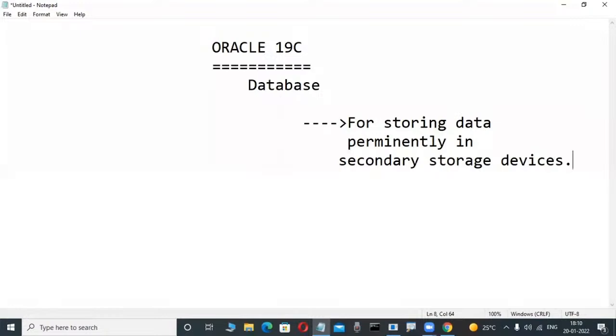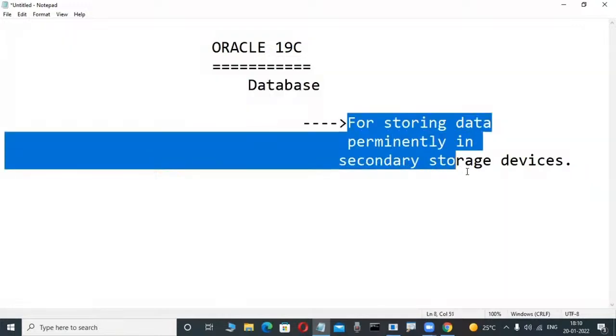You are using it. That's why Oracle is a product from Oracle Corporation. Some version number is there. This is a database product, one of the popular databases. But what is the purpose of that? It is for storing data permanently in secondary storage devices.